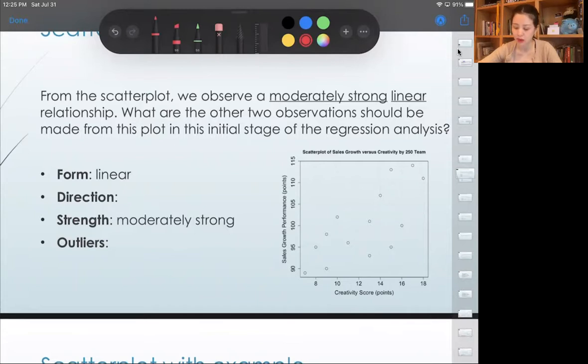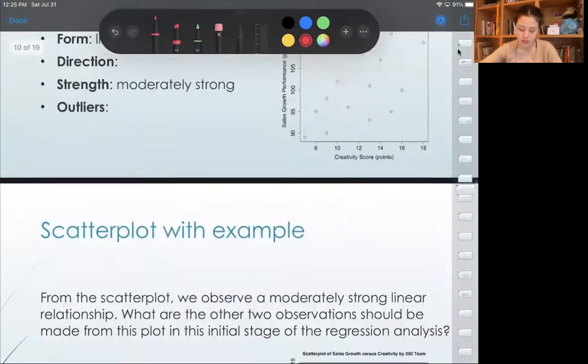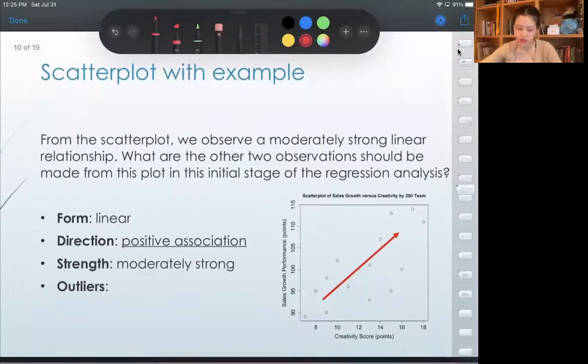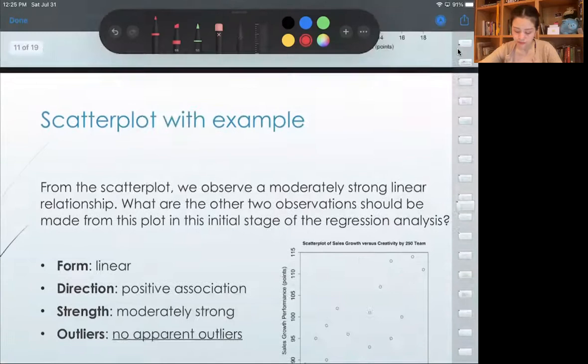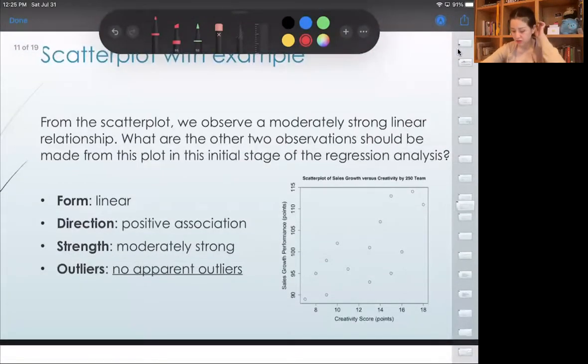It has a positive direction, so the direction is positive association. Strength is moderately strong, it's not very steep. Outlier: I don't see any outlier. I don't see any point that deviates from the rest. So no apparent outliers. So that's how you describe a scatter plot.